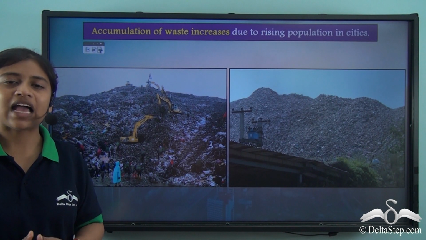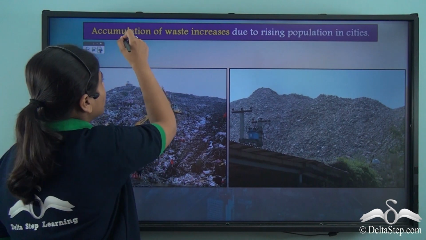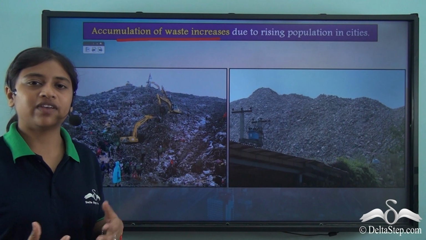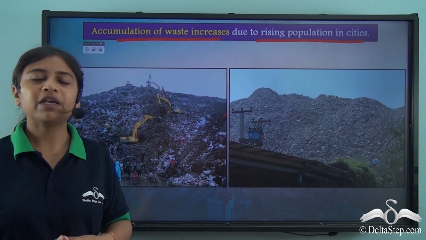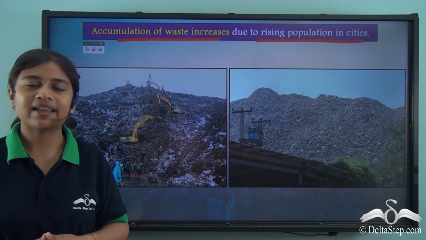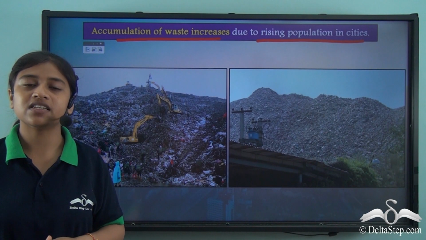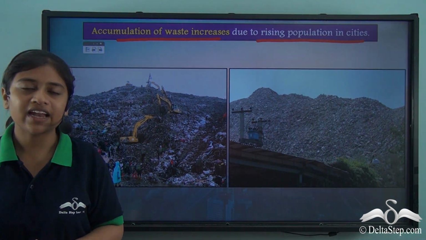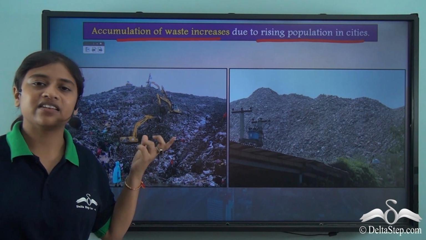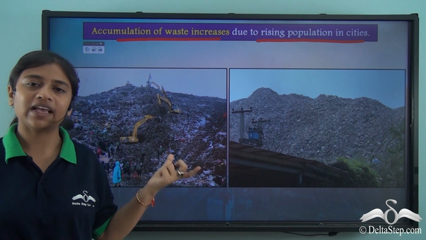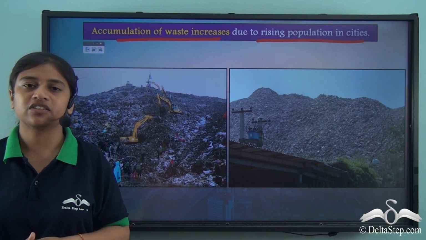Due to such slums and inefficient management techniques, there is accumulation of waste. And this accumulation of waste increases due to rising population in cities. People are careless on waste management, and even after having access to enough resources and facilities, they on their part are very careless on not keeping their environment clean. This leads to enough industrial and household waste that accumulates and can be a big problem for the future generation.